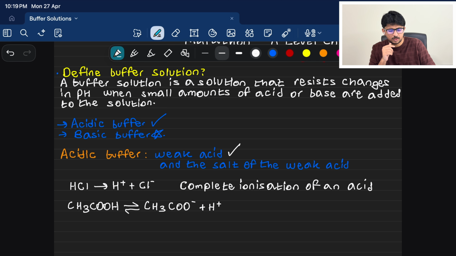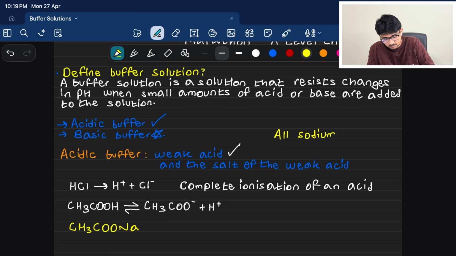Meaning, how do you write the salt of a weak acid? All you have to do is replace this H with any metal. So you could say sodium metal, you could say calcium metal, you could say potassium metal. Take any random metal and put that in place of H. So let's say I take sodium. CH3COONa.